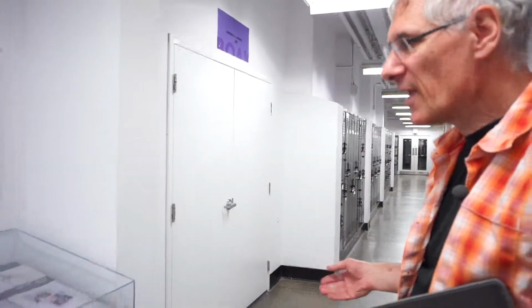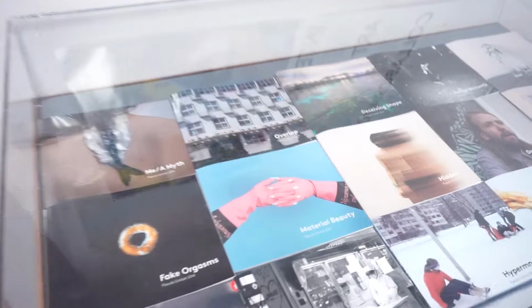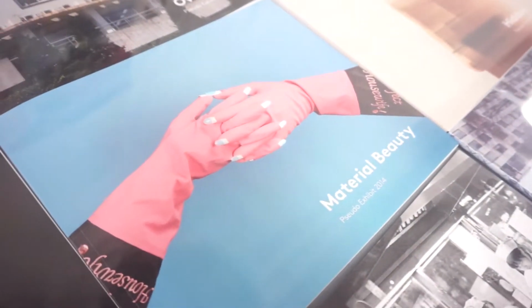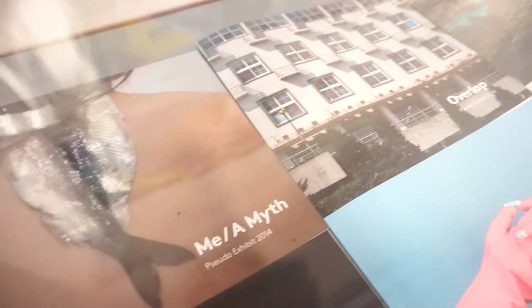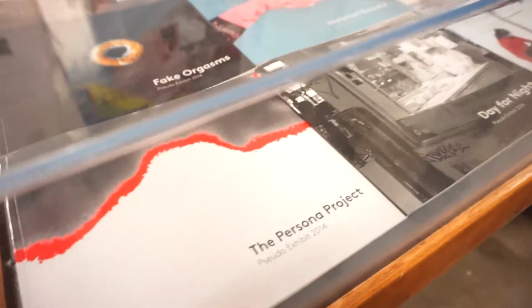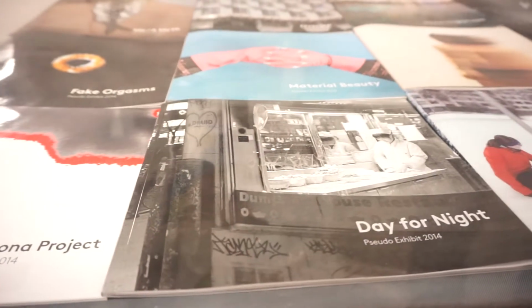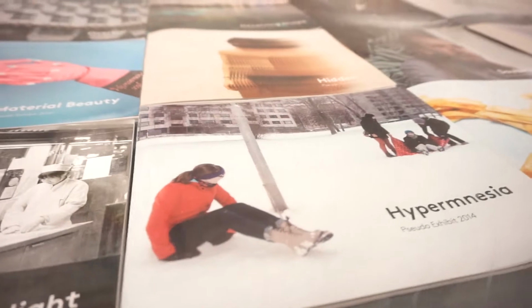So this is a display of the books that were produced by the international collaboration students. What we did this year is we had an overall theme of the fake, the simulated, and then the groups that formed decided on their own project ideas. So we have fake orgasms, we have mutated objects, we have surreal moments, photographs of sort of fake places.